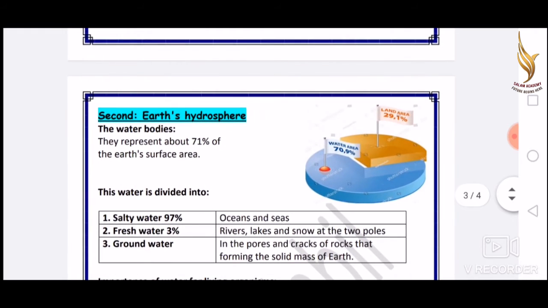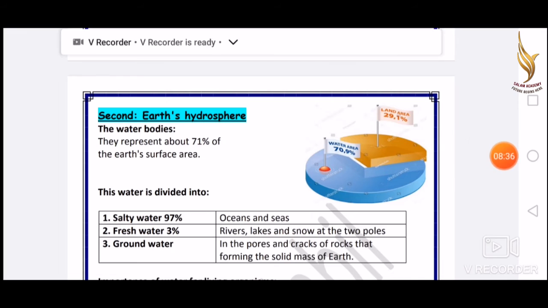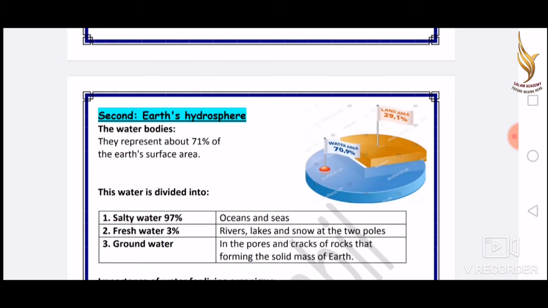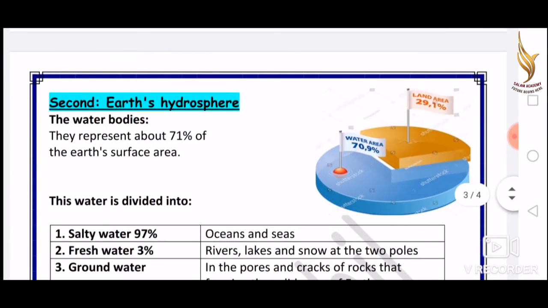Second, we talk about Earth's hydrosphere. Hydrosphere means the water bodies on the earth surface. The water bodies represent about 71% of the Earth's surface area. Look at this diagram. The water bodies represent about 71%.